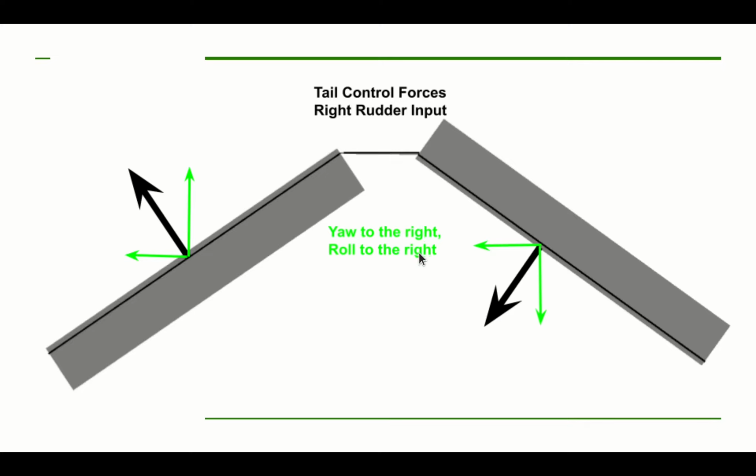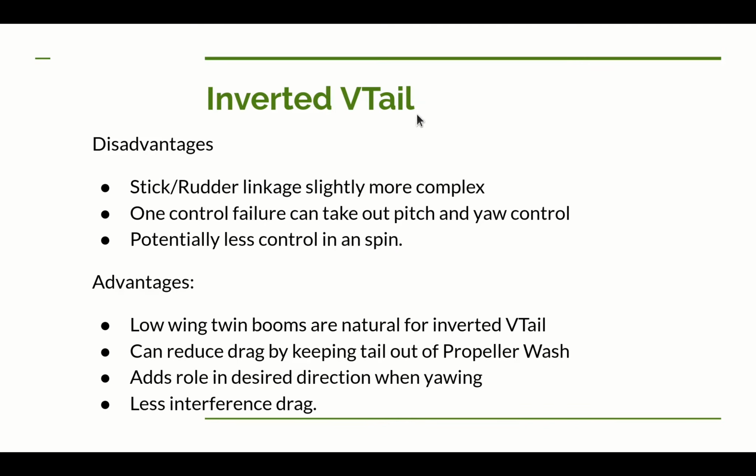But now let's look at roll. Well, once again, we have a down force and an up force that are going to cancel each other out for pitch. But it's also going to cause us to roll. So this is going to go down this direction, causes us to roll to the right, and this one also is going to cause us to roll to the right. So we're yawing to the right and rolling to the right. So this is a more desirable tail configuration than the upright V. So that's kind of a nice thing about using the inverted V-tail.